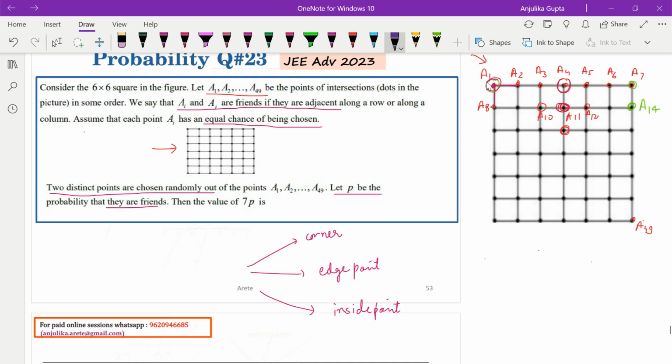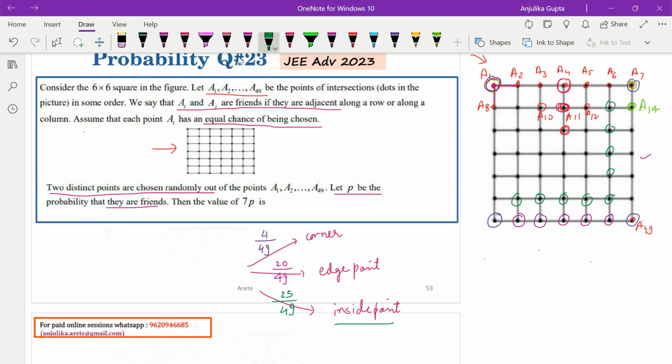What is the probability that you choose a corner point? Since there are only 4 corner points out of 49 points, the probability that you choose a corner point would be 4 over 49. Similarly, what is the probability that you choose an edge point which is not a corner? There are 5 here, 5 on each side. So there are 20 such points out of 49. So you get 20 over 49. What is the probability that you choose an inside point? How many inside points do you have? 1, 2, 3, 4, and 5. And similarly, 1, 2, 3, 4, and 5. There are 25 such points. So the probability that you choose a point which is inside is 25 over 49.